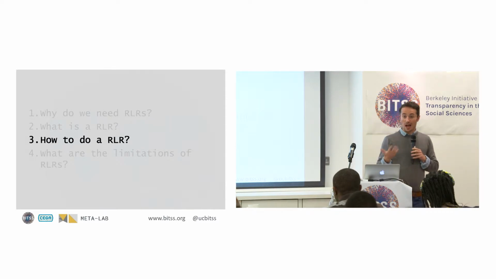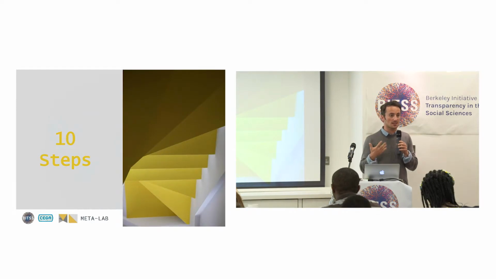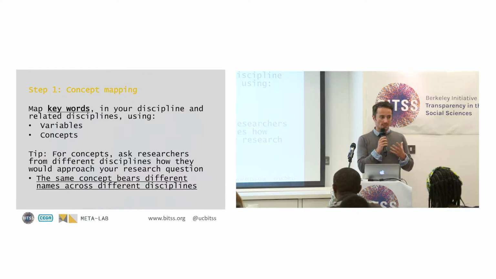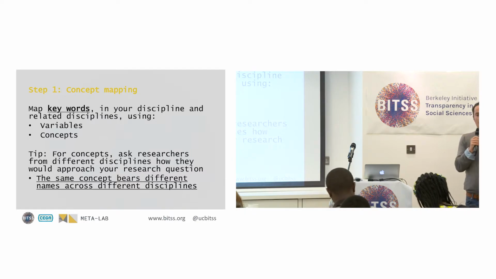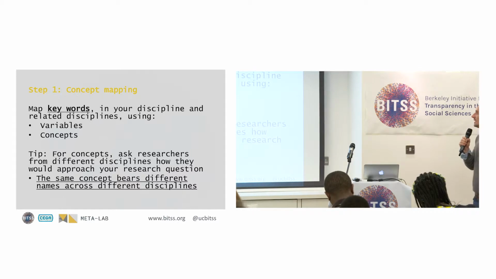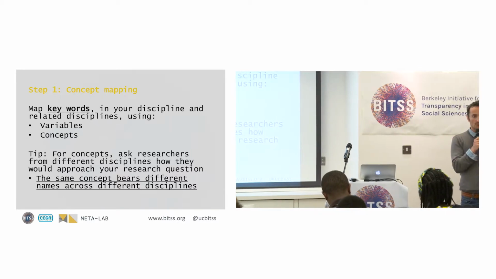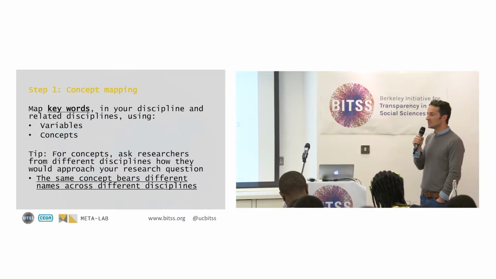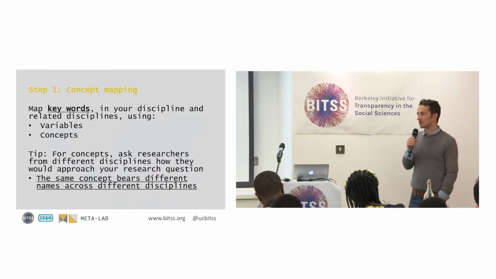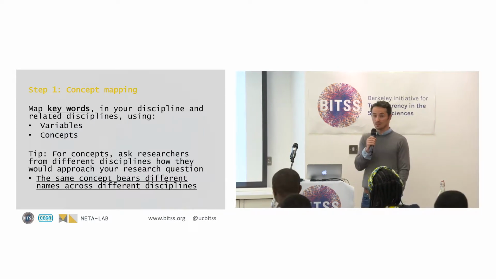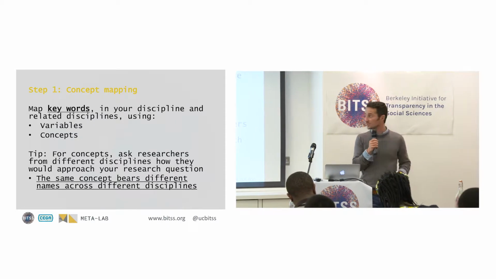So now, how do we do a reproducible literature review? So the methodology that I'm suggesting has 10 steps. The first is what I call concepts mapping, right? So the first step is you need to map your keywords. You need to identify the keywords in your research. And you can do that in your discipline and in related disciplines. And you do that using the variables. So what are the key variables in my research? What is the key independent variable? What is the key dependent variable? So you can use these variables as keywords.